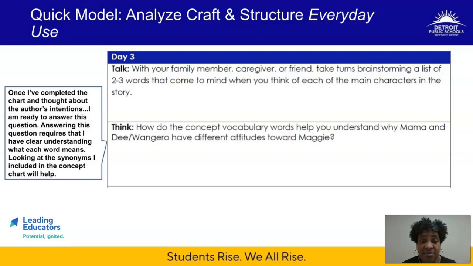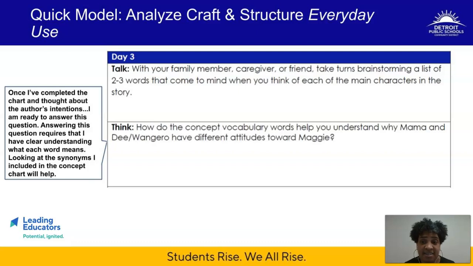With the concept vocabulary words, you're going to leverage your ideas and your understanding of those vocabulary words to help you understand why Mama and Wanjiro have different attitudes toward Maggie. Once you see the definition of those words, you'll start to notice that they have a very specific point of view and they leave you with an overall impression of who Maggie is. How you feel about that, keep note of, because that may come up a little later. But it's a very distinct impact that the sum total of these words have.